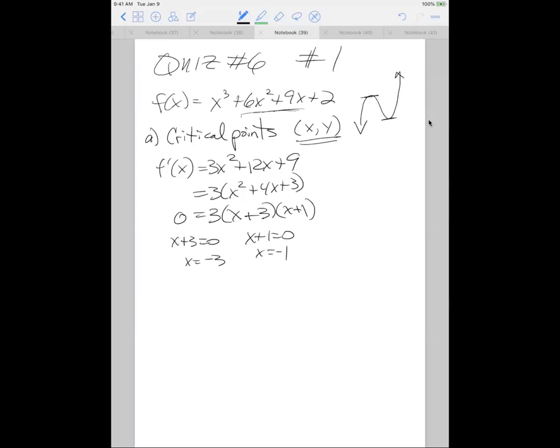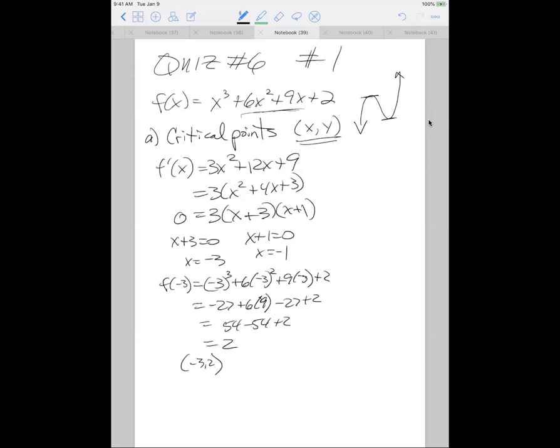I need it in the form (x, y). So that means I need to plug those back into the function, we want the actual value of the function. So I need f of negative 3. That gives me negative 3 cubed plus 6 times negative 3 squared plus 9 times negative 3 plus 2, which equals negative 27 plus 6 times 9 minus 27 plus 2. Notice I get 54 minus 54 plus 2 equals 2. So I've got (negative 3, 2).